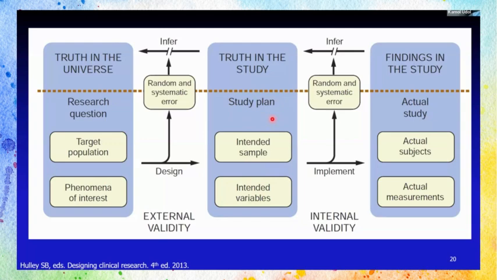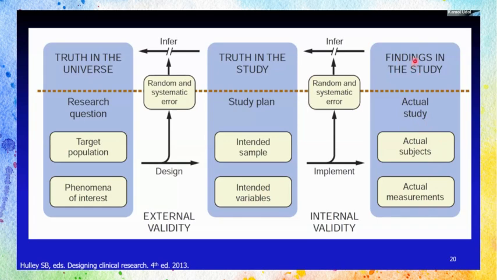And when we conduct our research, things might not follow the plan. So we get the actual study. Some parts of these processes might not follow the plan. So from the intended sample, we get actual subjects that we have in the study. From intended variables, we get actual measurements. So this is what we have when we finish our research. We analyze data. We get findings in our study.